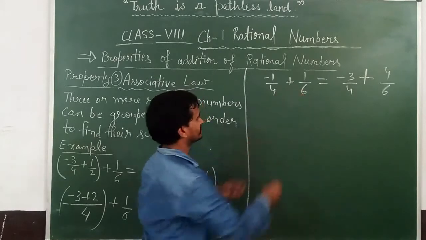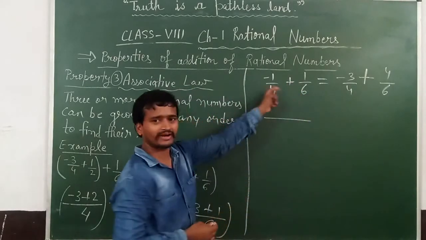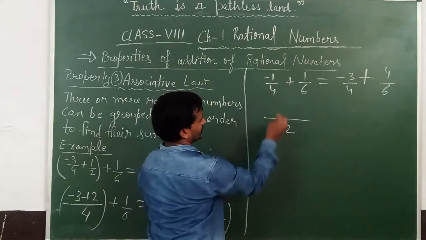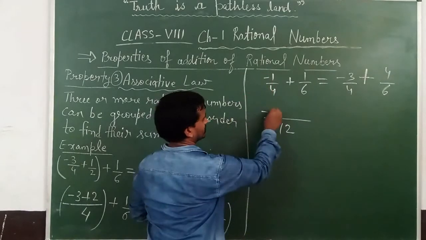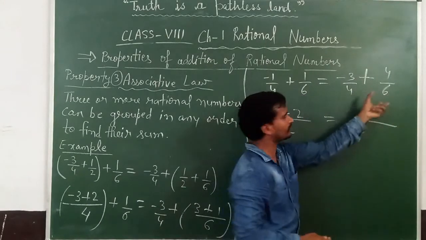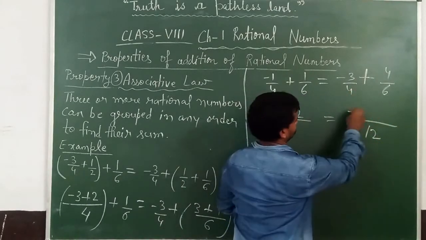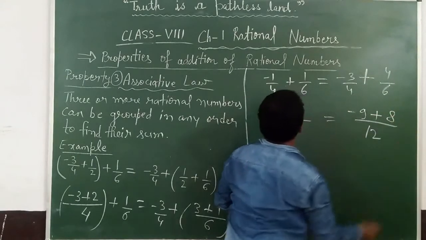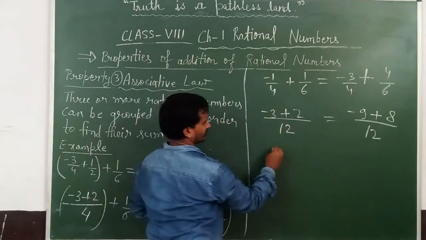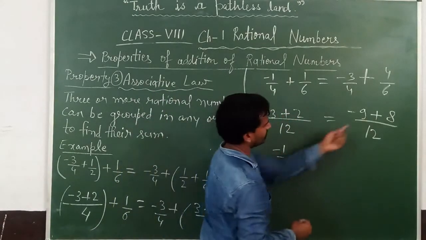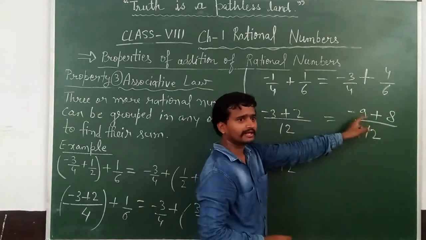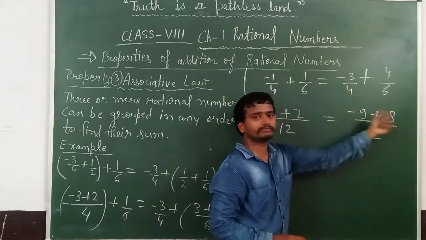LCM of 4 and 6, we can find the LCM, that will be 12. On solving, 12 divided by 4 is 3. 3 multiplied by minus 1, minus 3. Similarly here, same process. LCM of 6 and 4 is 12. Minus 3 plus 2. Both are of opposite signs. Minus 1 upon 12, minus 9 plus 8. Minus and plus, opposite sign, so we subtract the smaller number from the larger one.